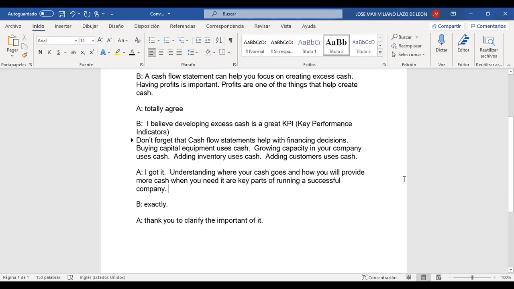Okay, a cash flow. I repeat, a cash flow statement. Cash, cash flow. A statement. Can I help you? Can I help you? It's that you are adding something extra. Can I help you? Focus.